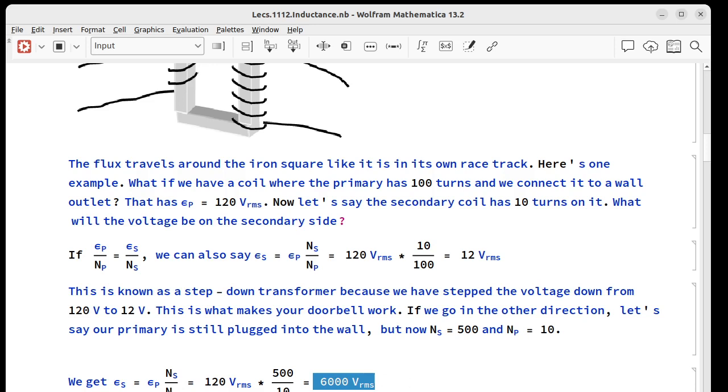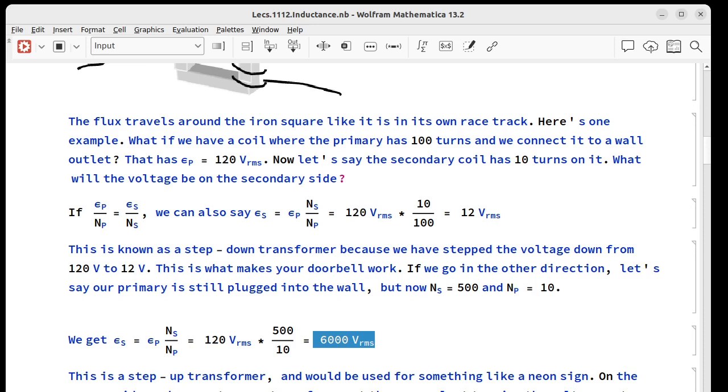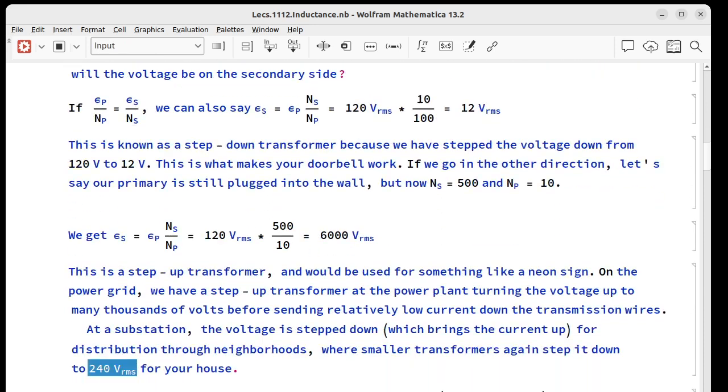And on the power grid, the way it's usually set up, we'll have a step-up transformer at the power plant, cranking the voltage up to many, many thousands of volts before we send relatively low currents through the transmission system. Then at the substation, which you've probably seen around town, they're always behind fences and it's a lot of electrical equipment. The voltage gets stepped down, which means the current goes up, for distribution through the neighborhoods. And then again, there's smaller transformers that knock it down to 240 VRMS for your house. That's what comes out of your dryer outlet or your stove.